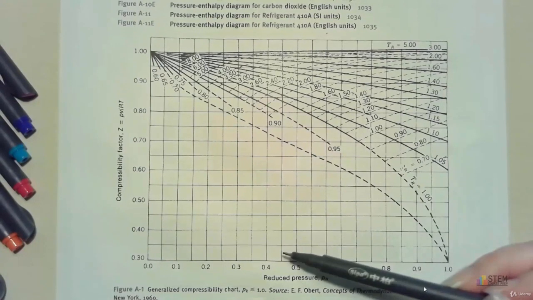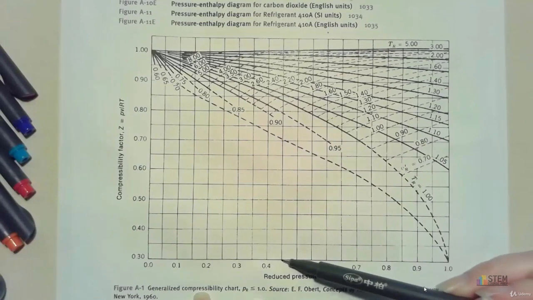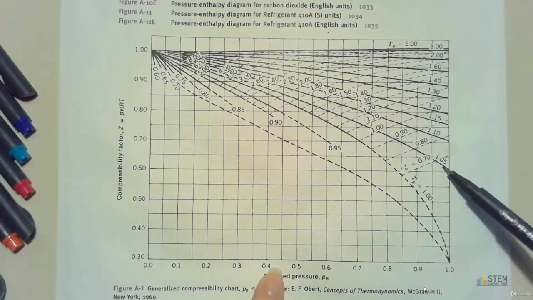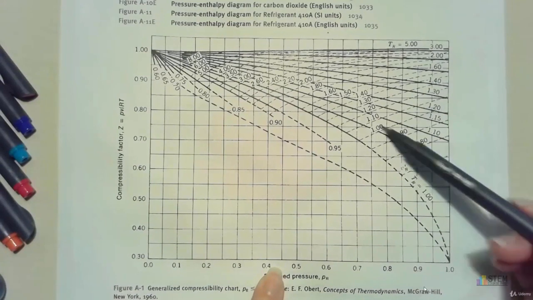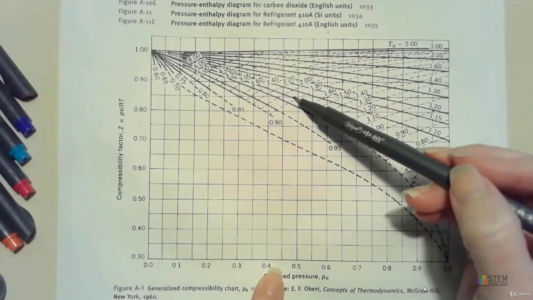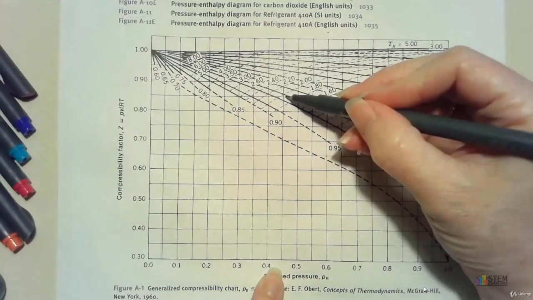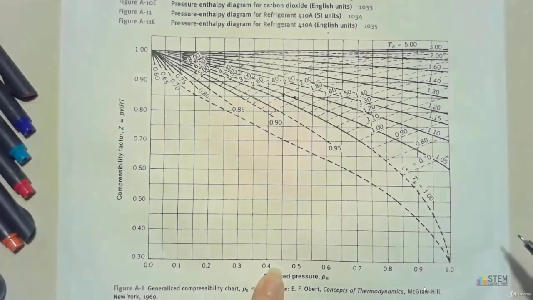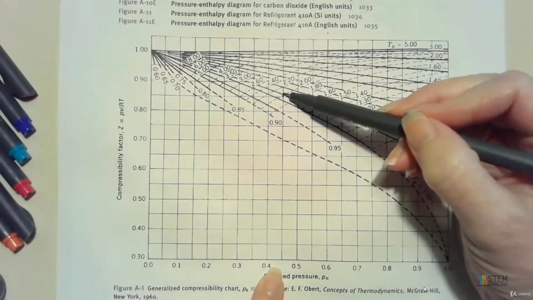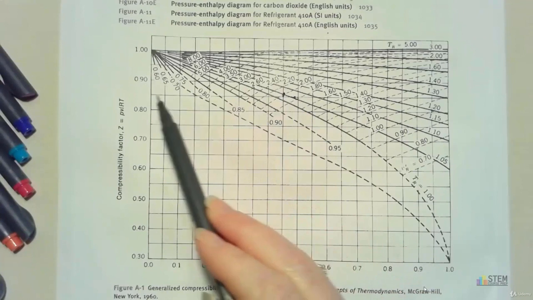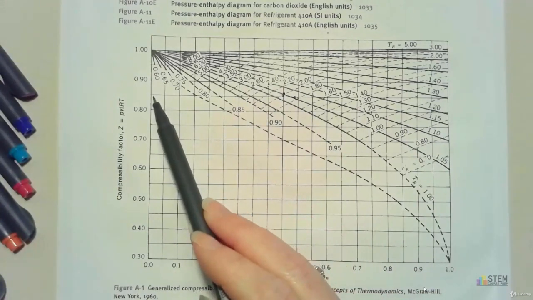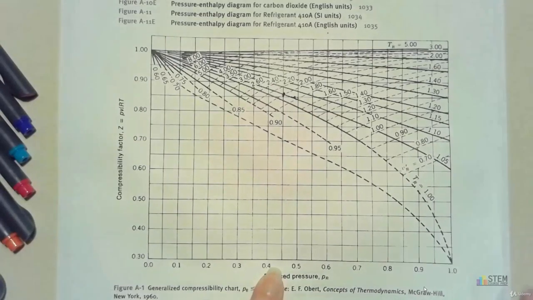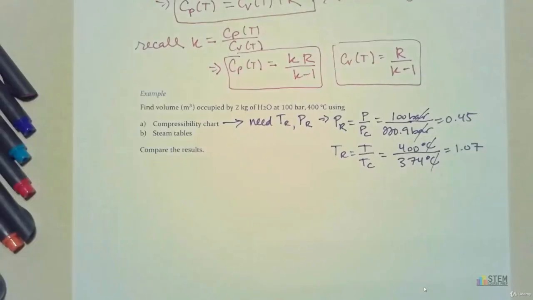Now let's find 0.45. So that's going to be this line right here. Now we just need to match it up with the 1.05. So 1.05 is a solid line, and it's going to intersect right there, approximately. Okay, right here, and then we just go over to the left. So this line right here would be 0.85. We're a little bit above that. So I'm going to say that Z is approximately 0.86.